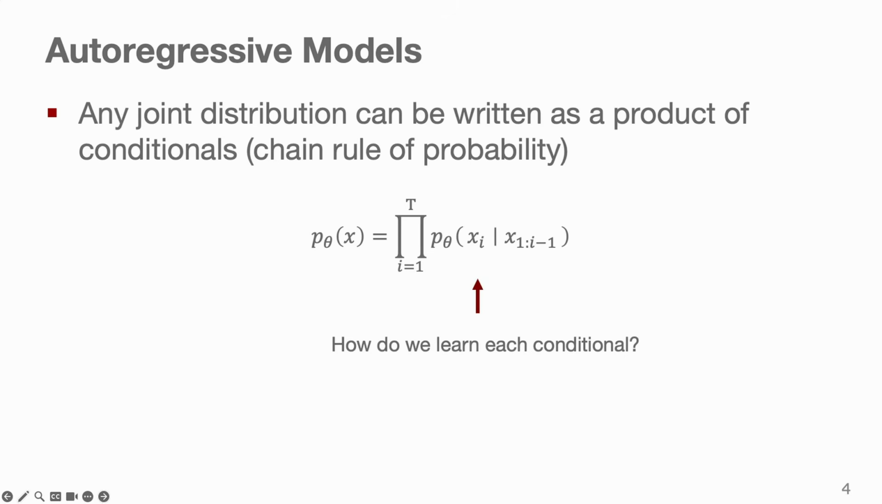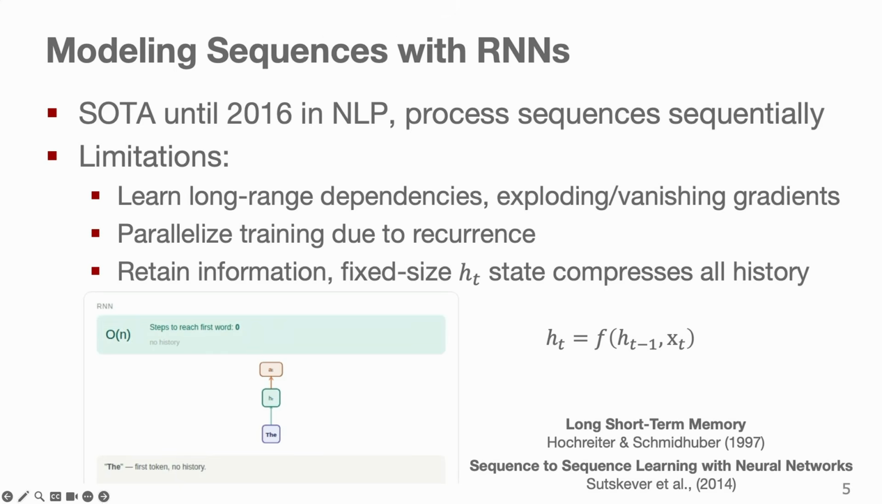The key question we're going to cover in this lecture is how we actually model these conditionals. If your sequence is very high dimensional, like a high resolution video or a complex robot trajectory, then this becomes very difficult, and we can't just use a big lookup table. So the first logical tool that was invented to handle these conditionals is recurrent neural networks, or RNNs.